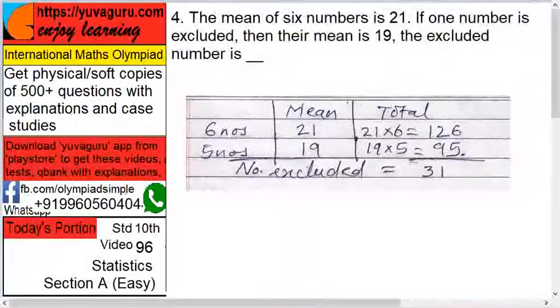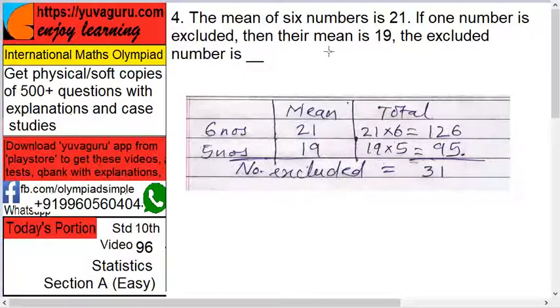Okay. Next, the mean of 6 numbers is 21. If one number is excluded, then their mean is 19. The excluded number is? Here 6 numbers, mean is 21. So total will be what? 21 into 6, right? That is 126.